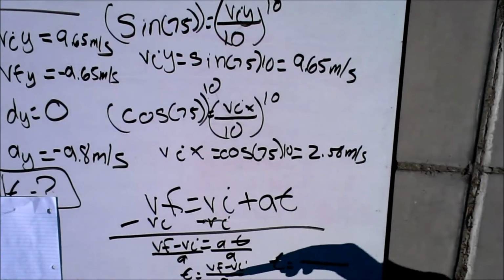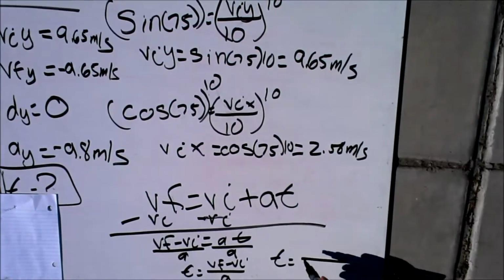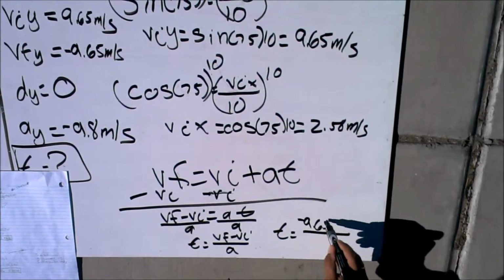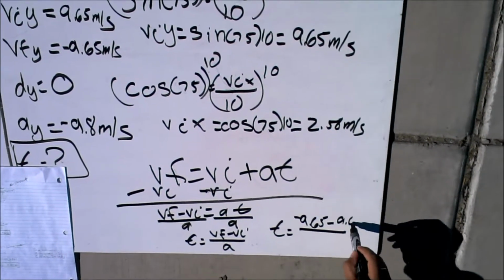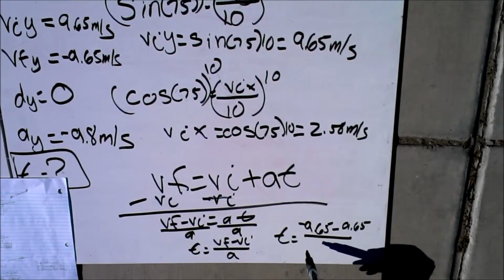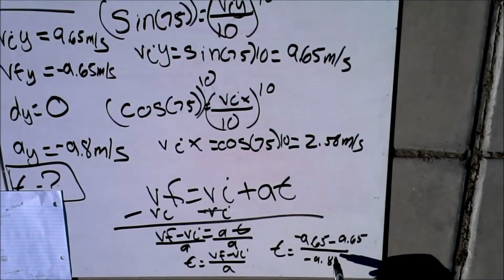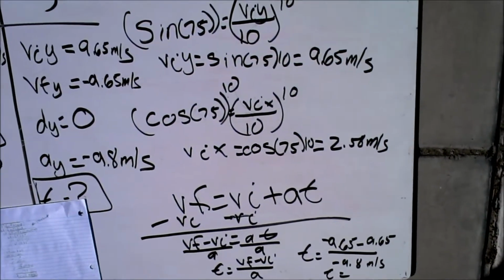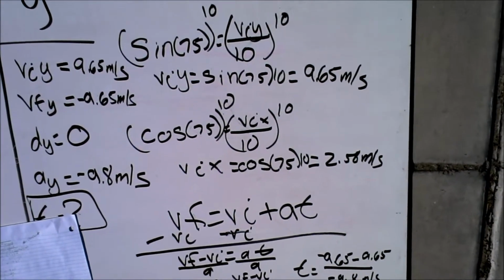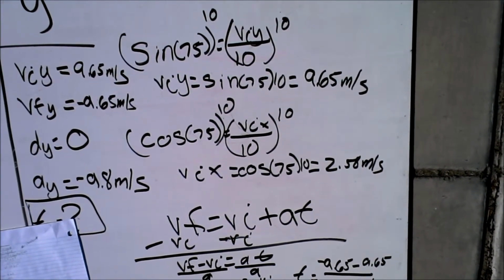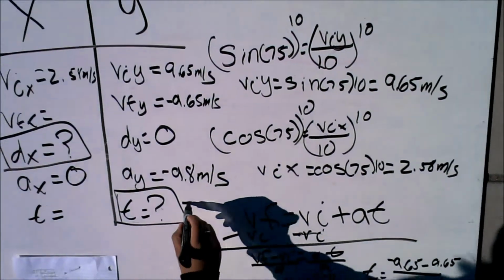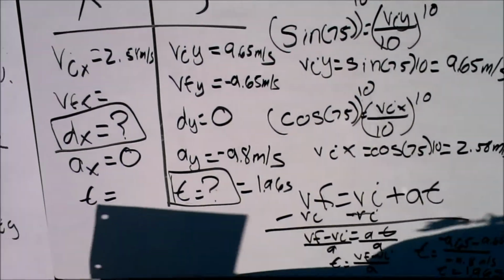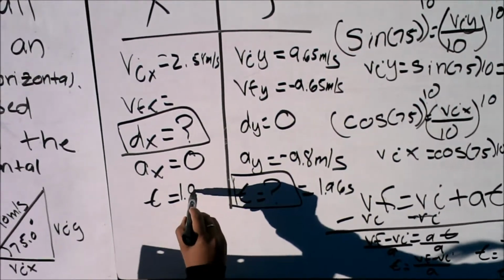Remember, this is the y part, so you use this side. So it's negative 9.65 minus 9.65 over negative 9.8. And the time is 1.96 seconds. So remember, the time is the same, so then I could do this over here too.